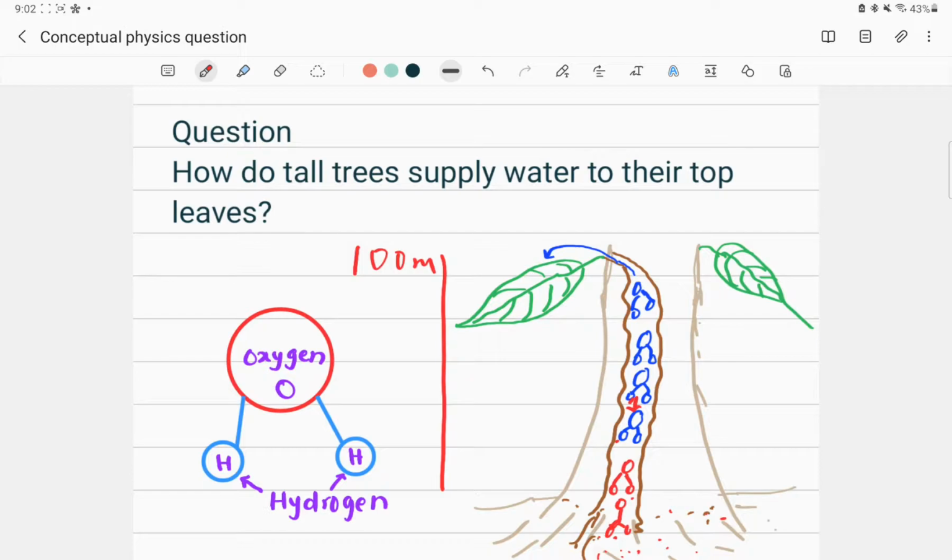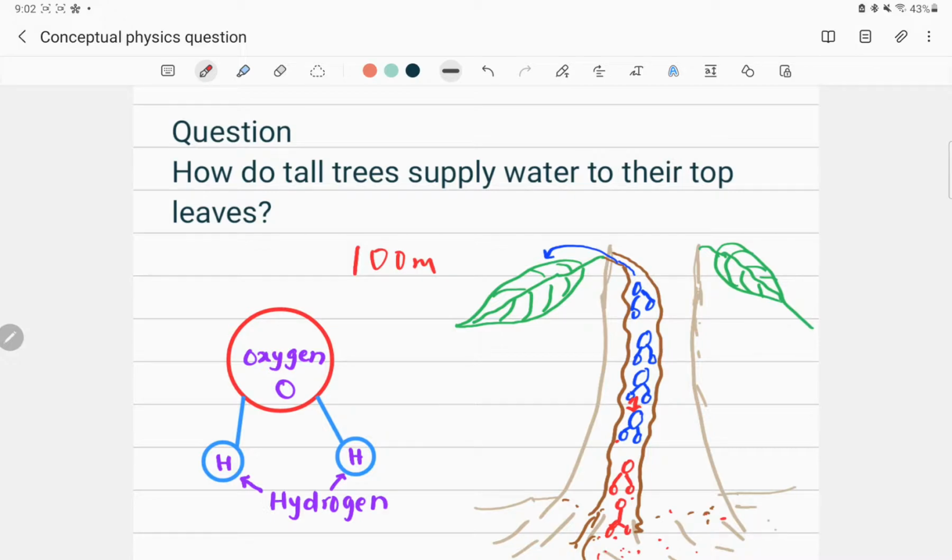Is it atmospheric pressure that is responsible, or gravitational force, or electric force? What kind of force is playing a role to make this phenomenon possible, to transport water from roots to the leaves? We will be answering this question here.